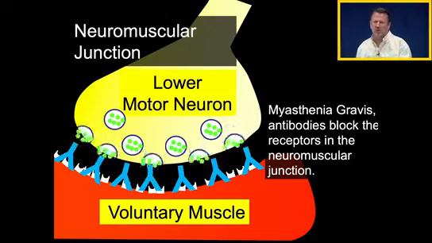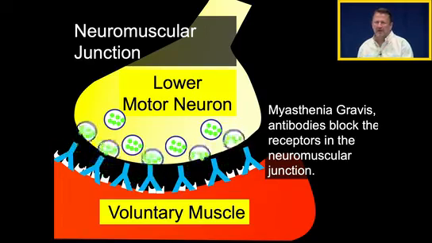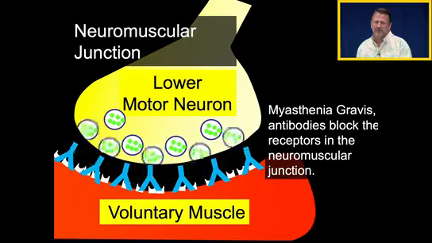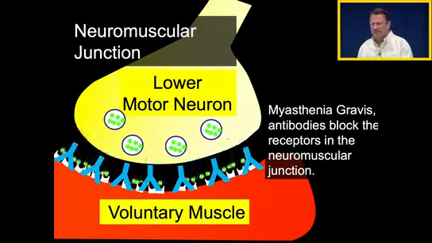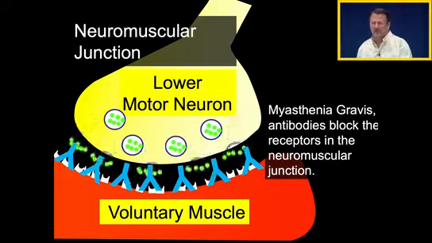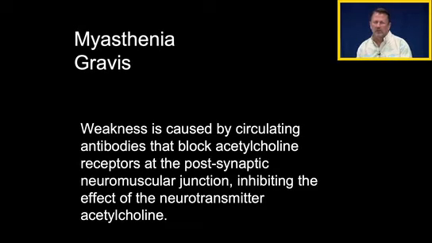Those little Y-shaped proteins are my antibodies made by the immune system, and they're supposed to be out looking for foreign substances like COVID viruses and monkeypox, but they've made a mistake in this case, and they've decided to stick to nicotinic receptors in the neuromuscular junction. And so what do you think happens? Well, it causes weakness, and this weakness is caused by antibodies that block acetylcholine receptors in the postsynaptic neuromuscular junction, inhibiting the effect of the neurotransmitter acetylcholine. And so I cut and paste this out of some explanation, and so now hopefully this makes more sense now that we've looked at the cartoons.